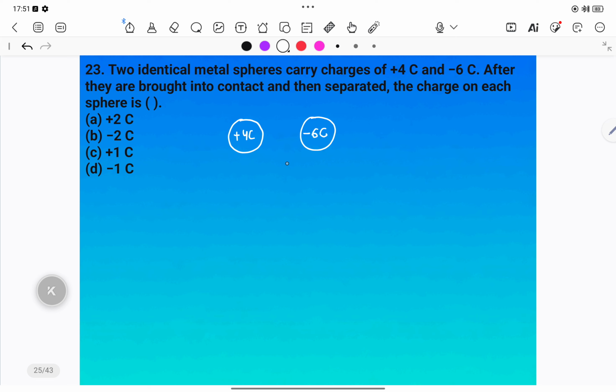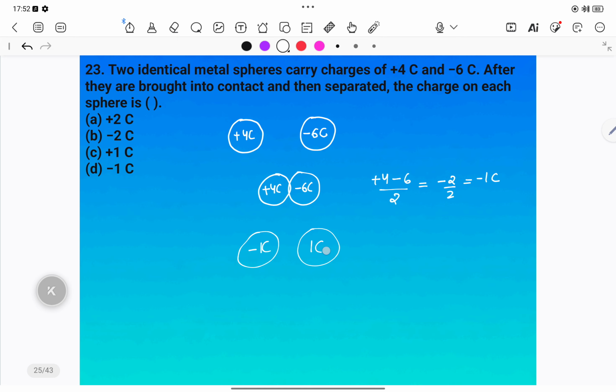These two spheres are identical, and when they are brought in contact there will be a redistribution of charges. Since these are two identical spheres, the charge distribution will be equal. So it will be divided by 2, which will become minus 2 by 2, that is minus 1 coulomb. So when these two spheres are separated, both spheres will have minus 1 coulomb of charge. According to this, option D is correct.